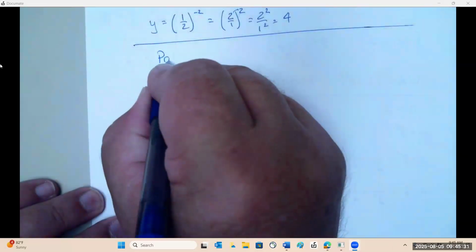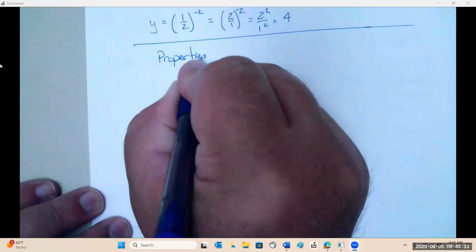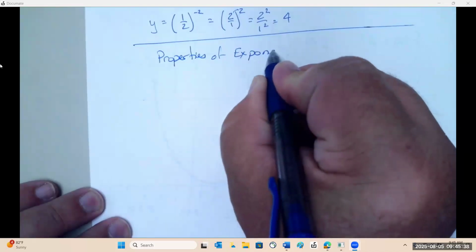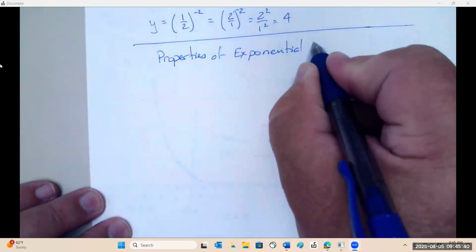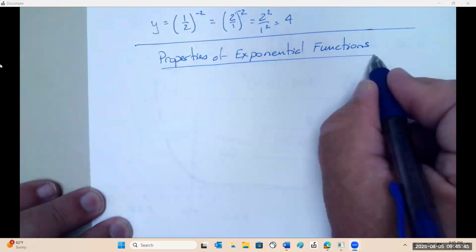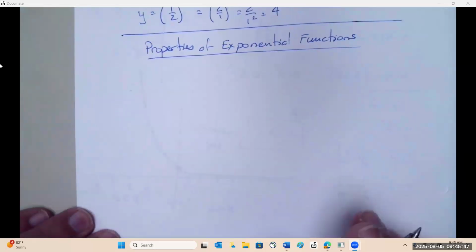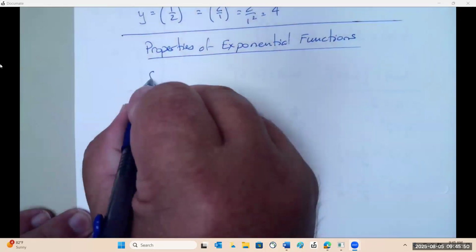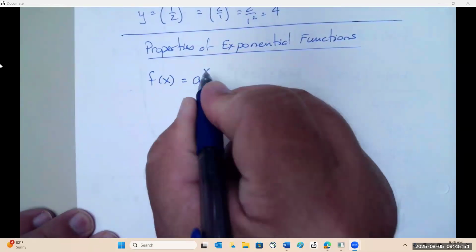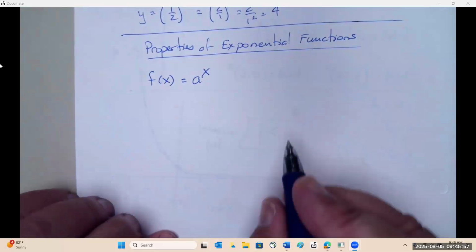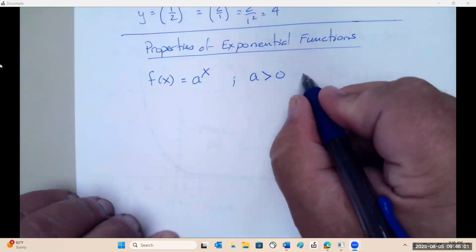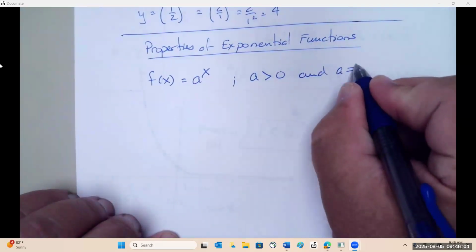So look at the properties of exponential functions. Where the stipulation is a has to be positive and a cannot equal 1.